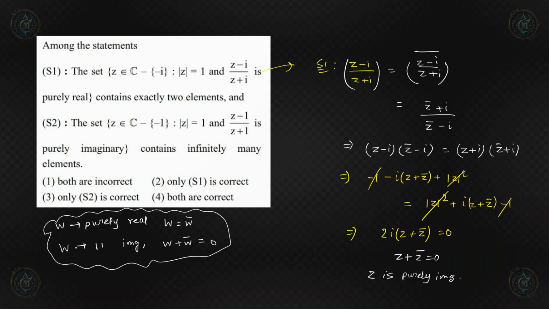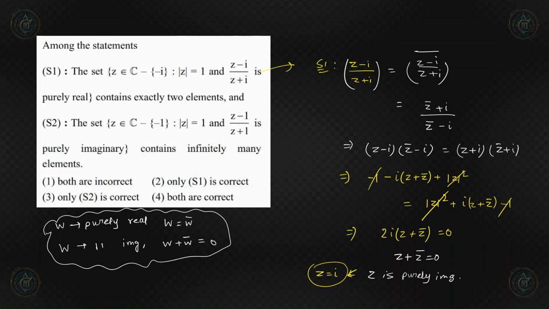Okay, so this circle is basically mod of z equal to 1, that means the unit circle. Okay, so in the unit circle we have 2 points which are purely imaginary, iota and minus iota. But see here that minus iota is excluded from the domain, right? So we can say the only solution that exists for this case will be z equal to iota.